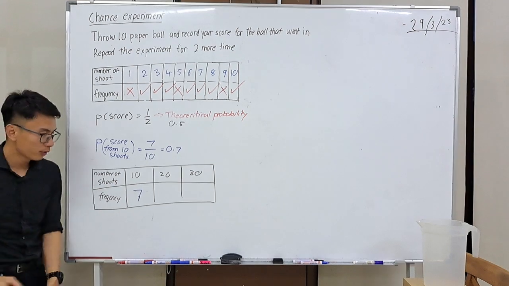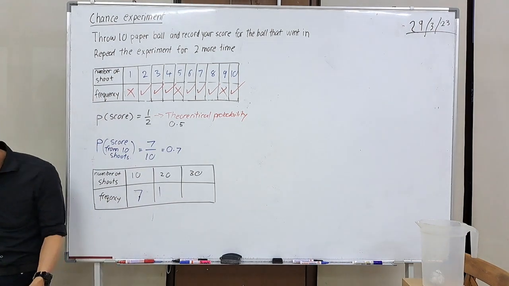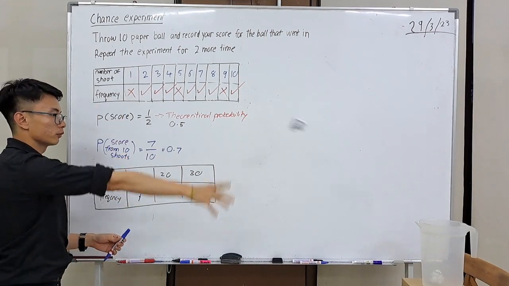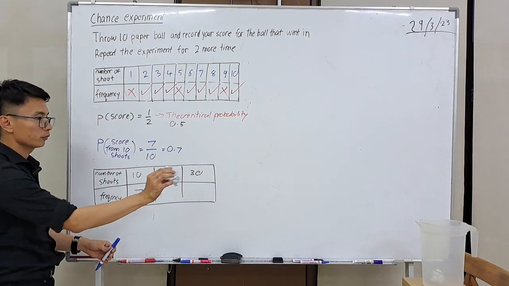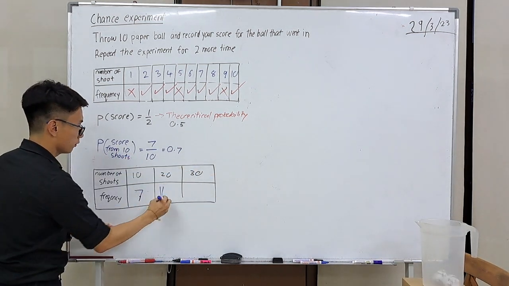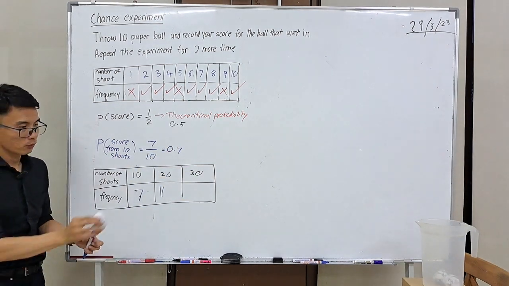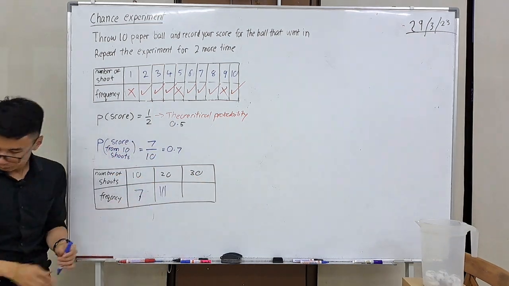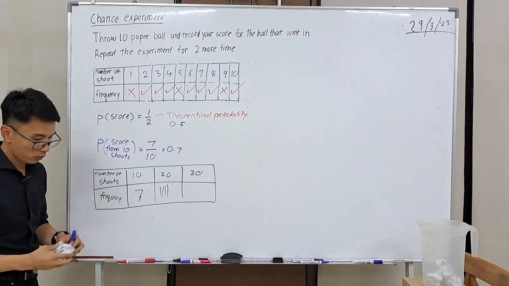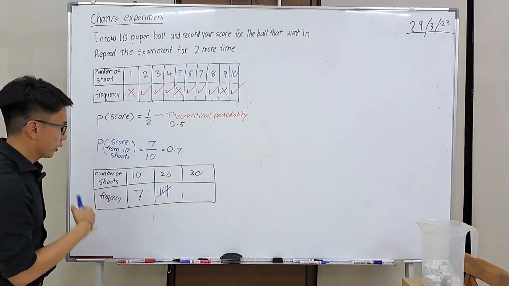Okay, miss the first one. I will only label if I score. Okay, score. Miss. Miss. Miss. Score. Miss. Score. Score. And score. All right, so my second time is not as good as my first time.